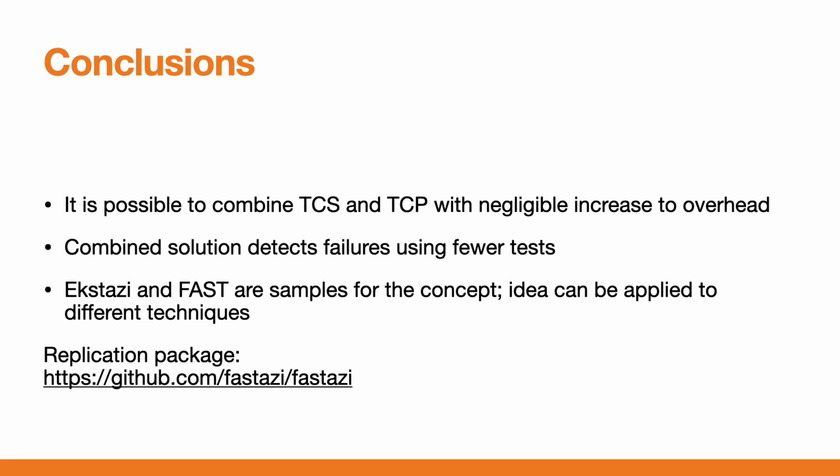And it's important to note that we have used Ekstazi and FAST as a proof of concept of this idea, and they are representative of test case selection and prioritization, but they're far from the only tools that exist for that. Our understanding is that this concept can be applied to different tools. It's just that we used these two because they were available to us, and they had the implementation done, and they worked well. We have a replication package with the URL, so feel free to access it, download the files, see the source code, run some experiments, and see it for yourself.